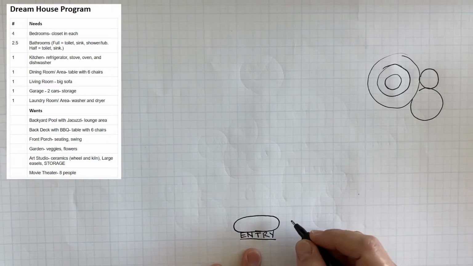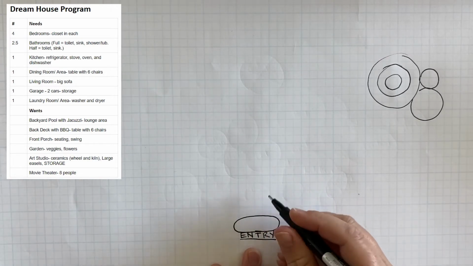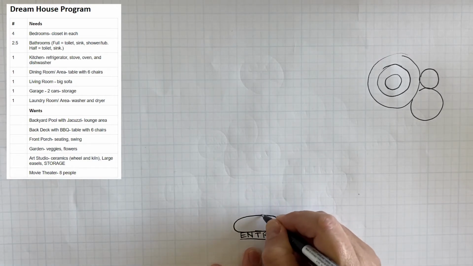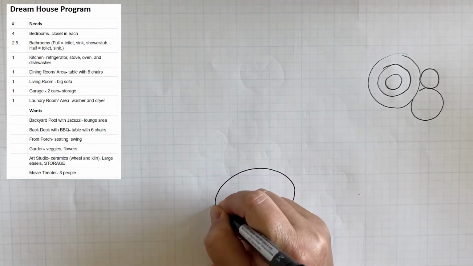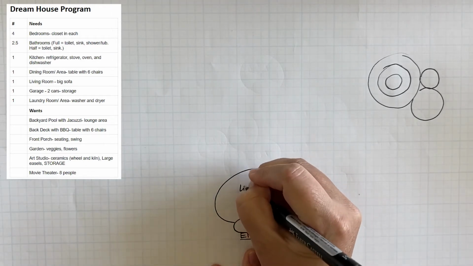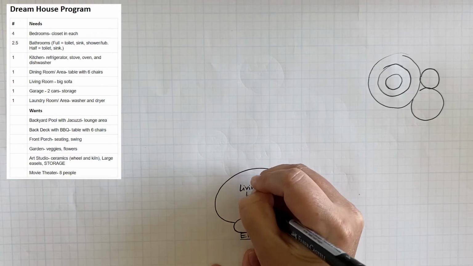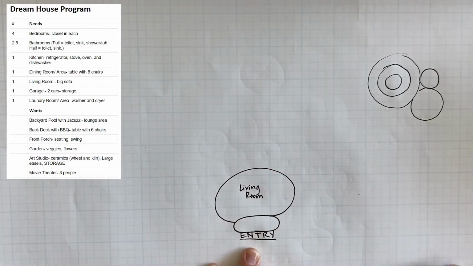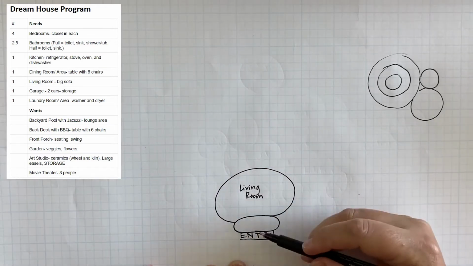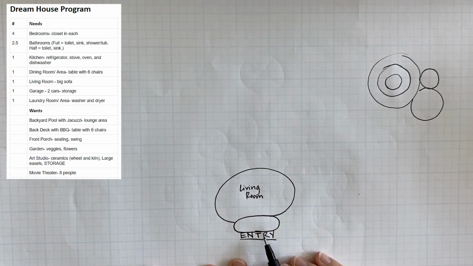After that, my guests would probably normally come over to hang out in the living room. So my living room, I want it to be large. So I'm going to make it a bigger bubble. And it'll be right off of the entry.